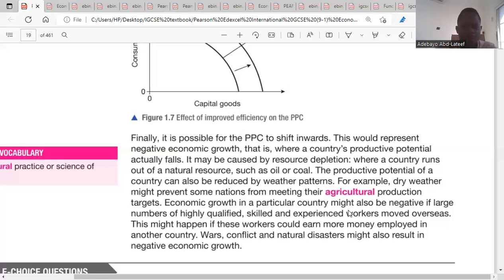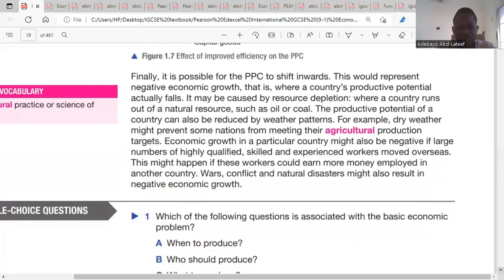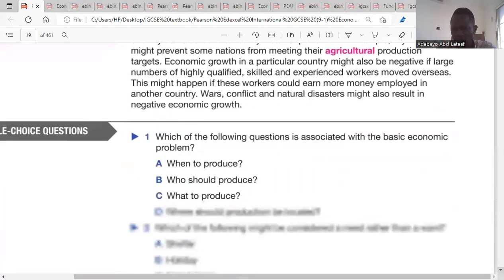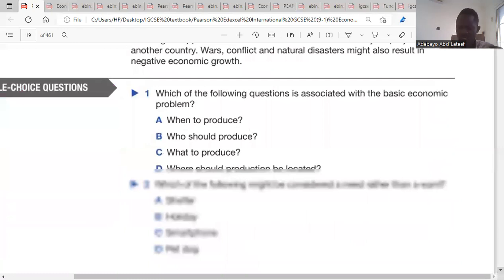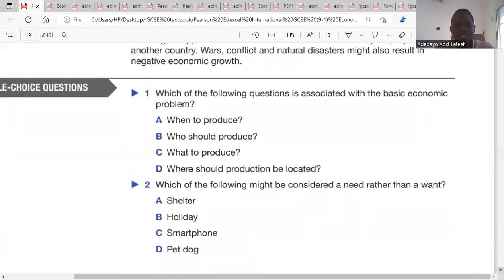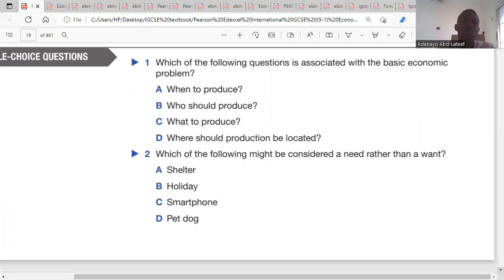Is it clear? Do you have any questions about it? Okay. Then we go down. Now we have a question immediately. The question says, which of the following is associated with the basic economic problem? When to produce, who should produce, what to produce, where should production be located? Which one is associated with the basic economic problem?